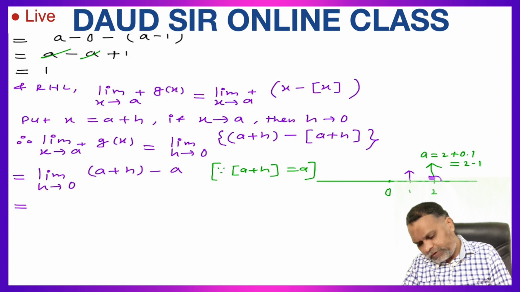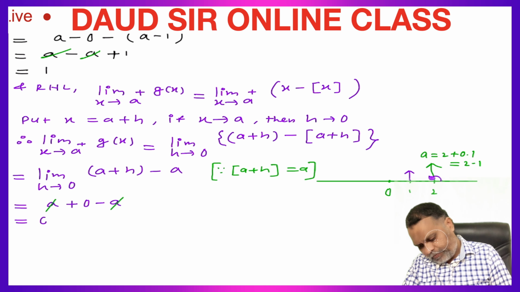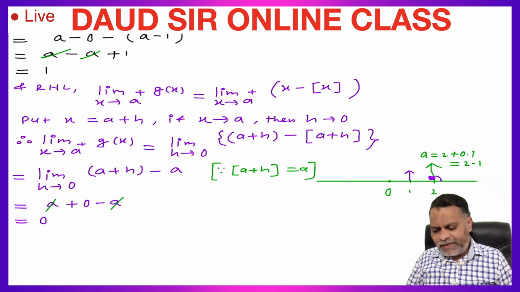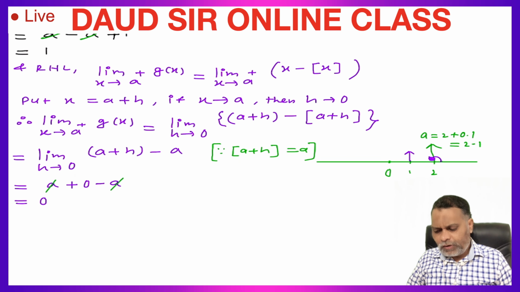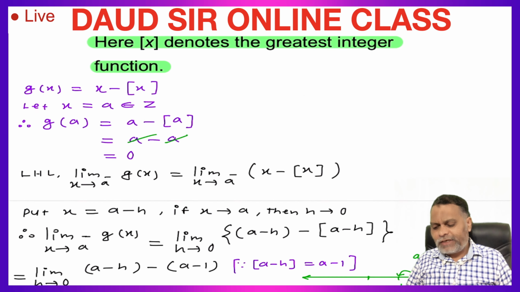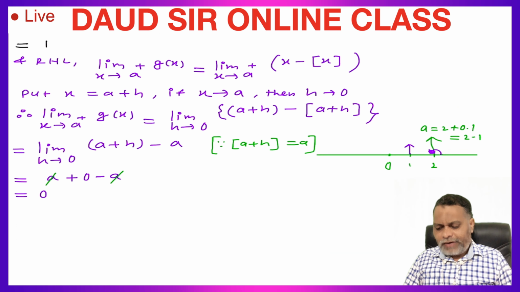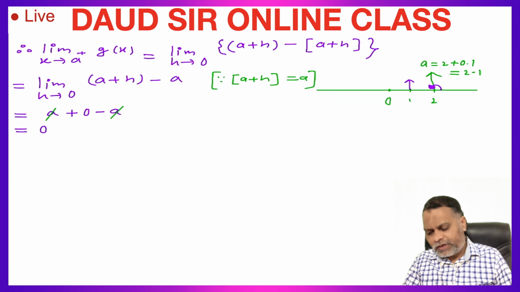Simplify this, just substitute h is equal to 0. A plus 0 minus a. This negative a and positive a cancelled, which is equal to 0. So clearly the right hand limit is 0, the left hand limit is 1, and the value of the function at a is equal to 0. The right hand limit and the value of the function are equal, but the left hand limit is not equal.